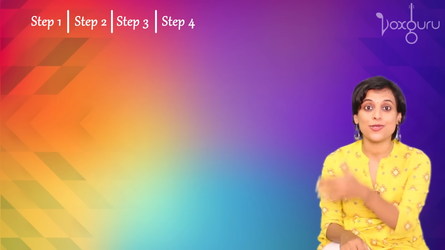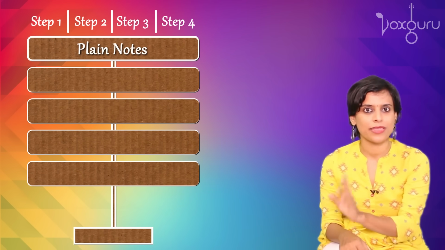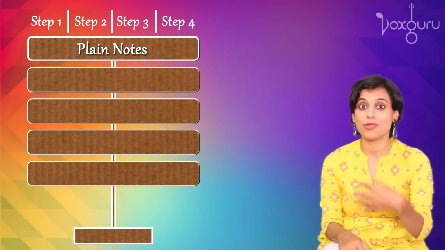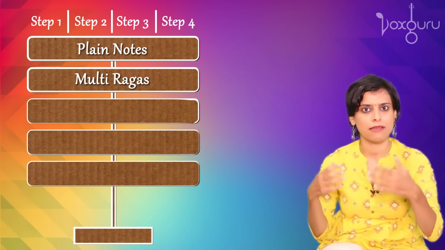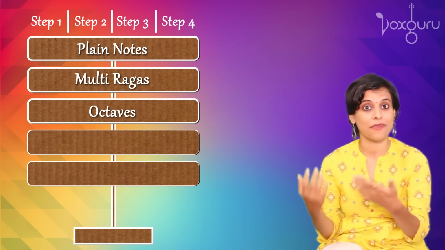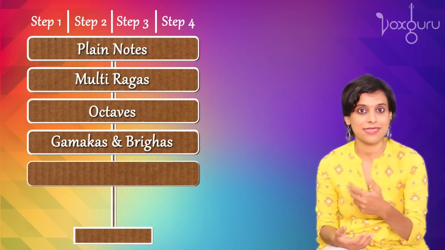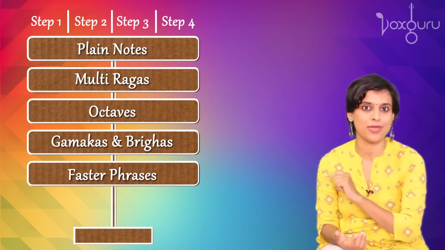Now the same steps can be followed for any style of music. But you know, it is not that simple. Though there are only 4 steps, there are also multiple layers to this. So far we've only seen plain notes, and that too only in one raga, right? So once you finish this, you will have to do the same steps on other ragas as well. Then you will want to bring in other octaves, lower octave, upper octave. Then you will want to bring in some gamakas, brigas. Then you will want to make it faster, try faster phrases.